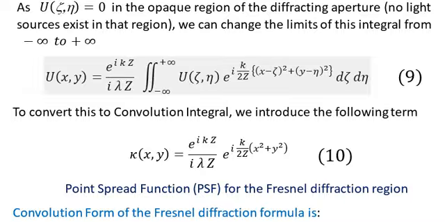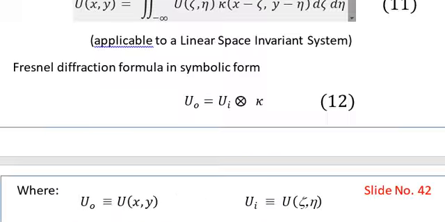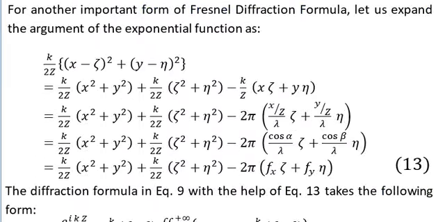For that one, we are going to do an expansion of the term in the curly bracket, where we have x minus zeta whole square plus y minus eta whole square. So let's process this in order to write another form of the Fresnel diffraction formula, which is given over here. We have the same form, k over 2z, and within the curly bracket we have x minus zeta whole square plus y minus eta square.